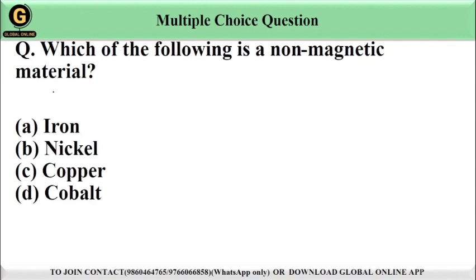Which of the following is a non-magnetic material? Options are given: option A, iron, option B, nickel, option C, copper, option D, cobalt. So students, copper is a non-magnetic material, meaning it does not exhibit magnetic properties, unlike iron, nickel, and cobalt, which are magnetic and can be attracted by a magnet. Copper does not respond to magnetic fields. Copper is widely used in electric wiring due to its excellent conductivity, but it is not magnetic. So the correct option is option C, copper. Let's move to the next question.